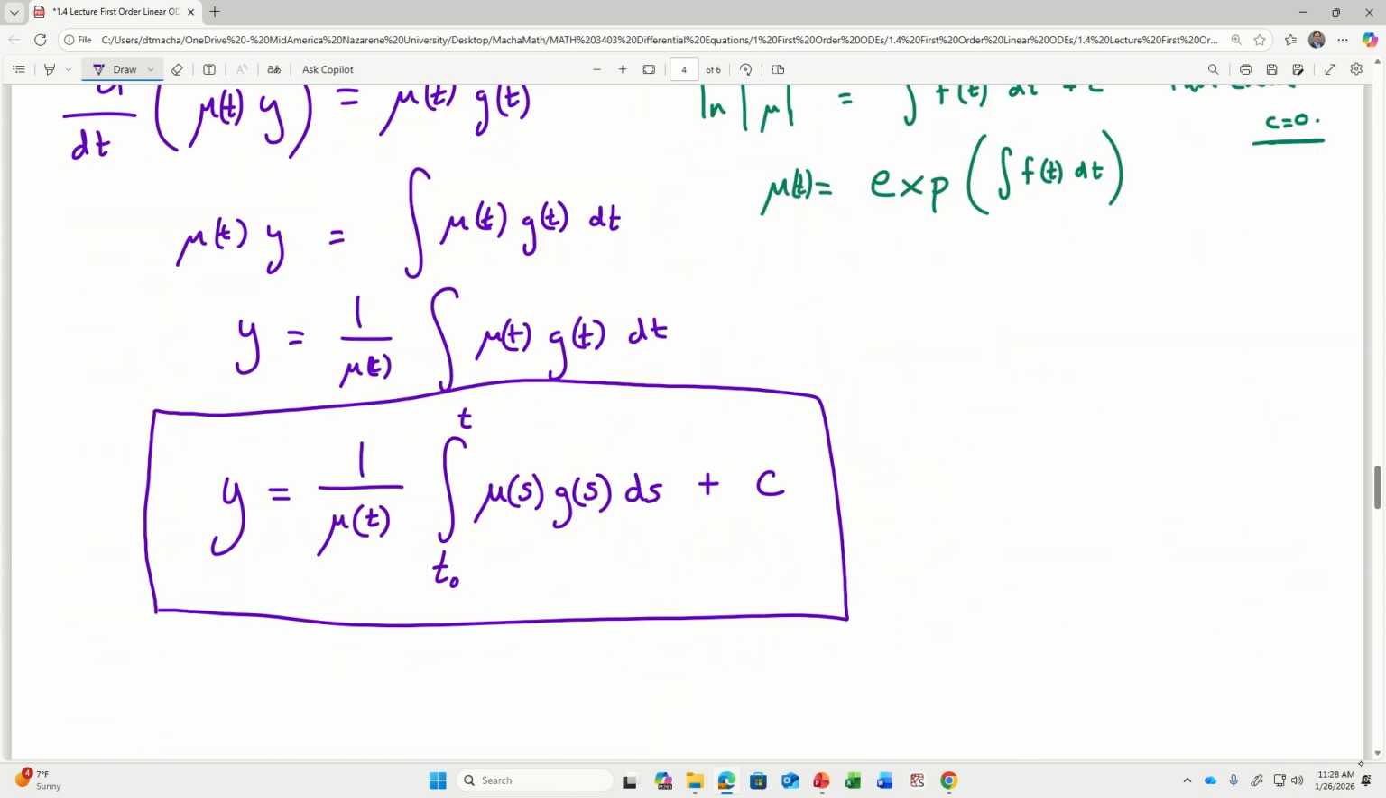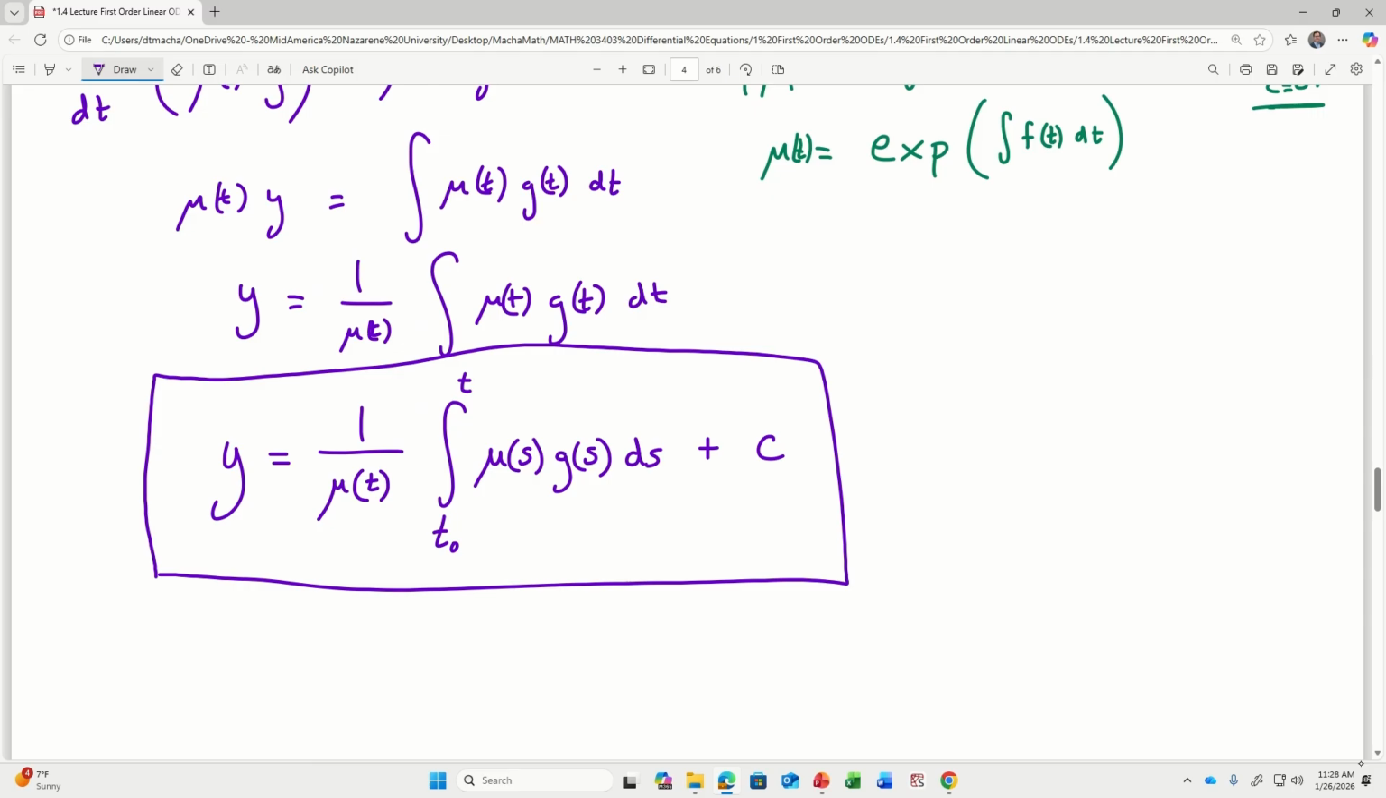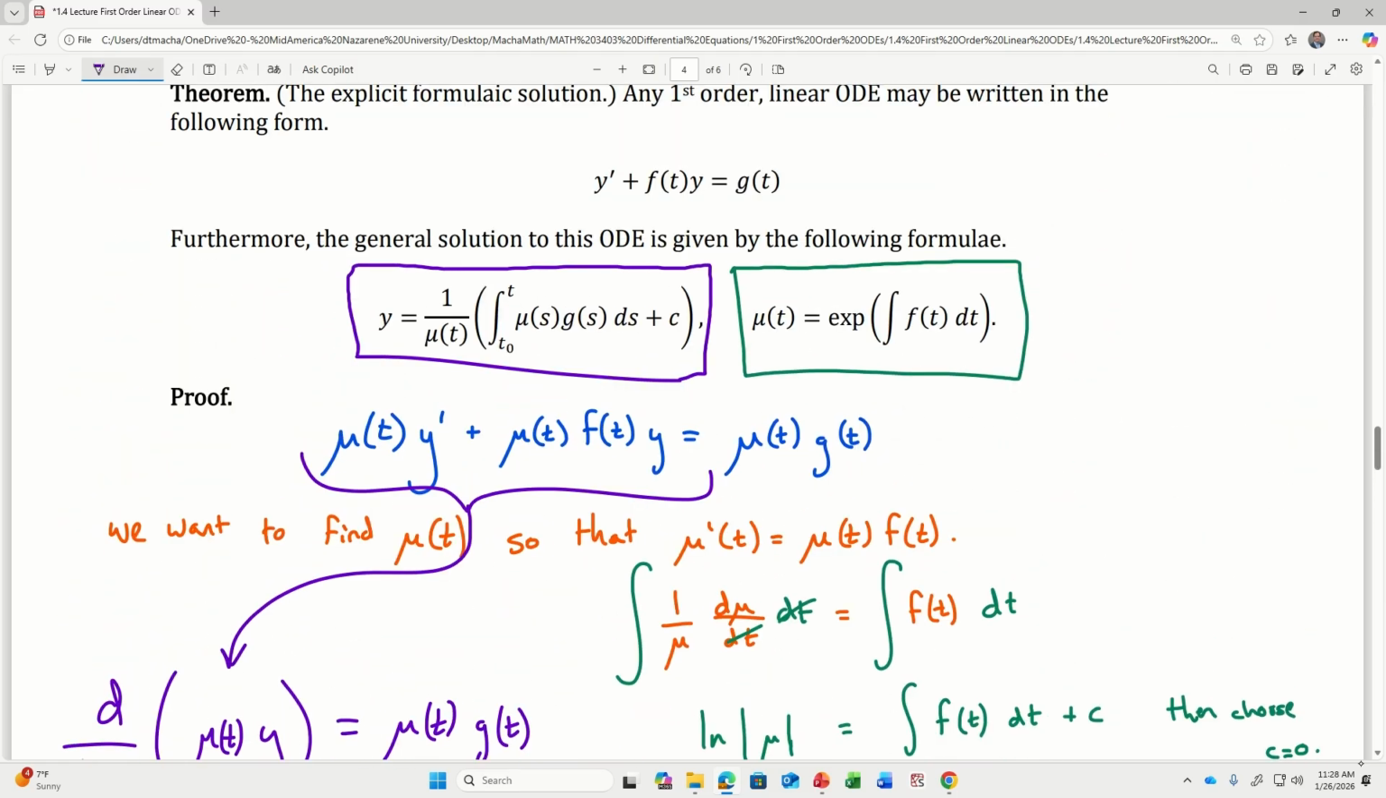Oh yeah, did I put the plus c in the wrong place? Kind of. I need to be more specific because the divided by mu of t applies to the c as well. C should be divided by the integrating factor.